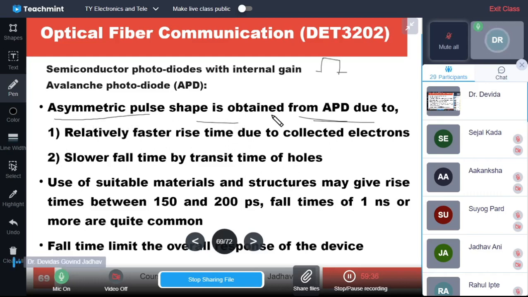Okay. So why is the asymmetric pulse obtained? Because of the relatively faster rise time due to collected electrons. So electrons are collected as soon as they are released, so they are collected very fast. So a relatively faster rise time is there due to the electrons which are initially collected. So this is the first thing. Second, slower fall time by the transit time of the hole.